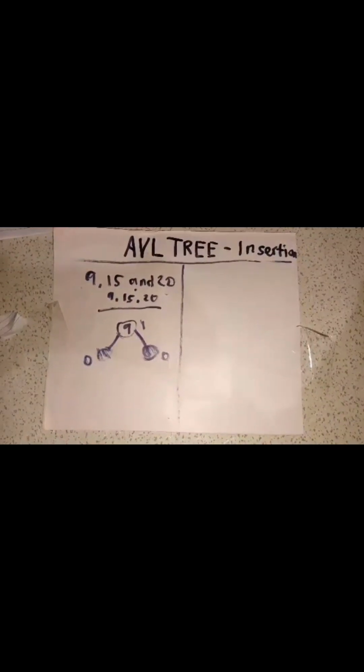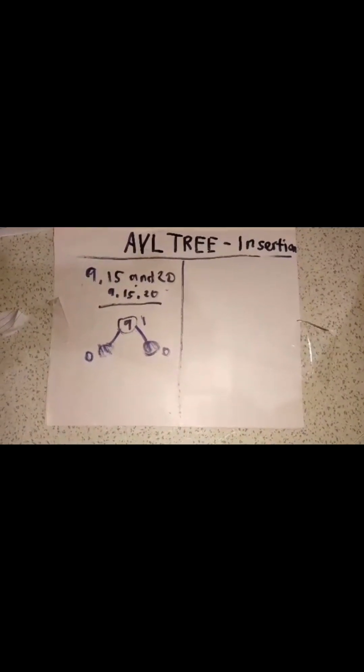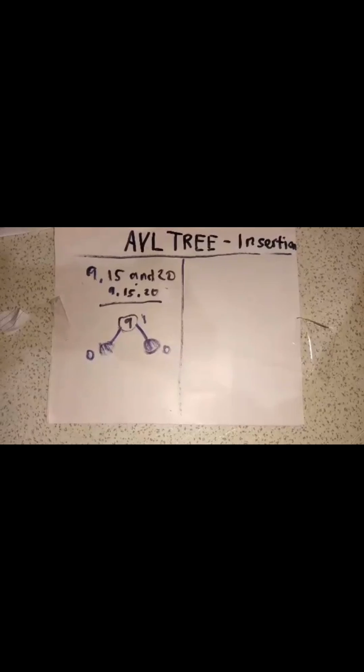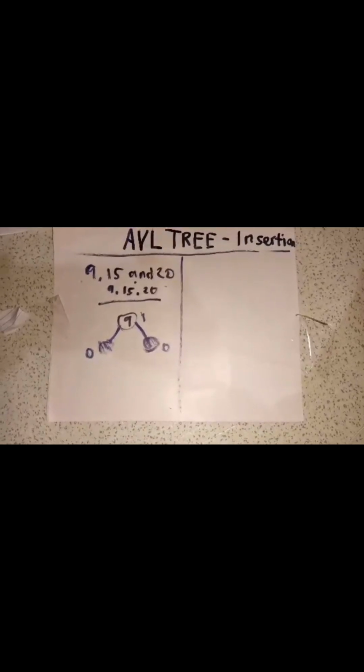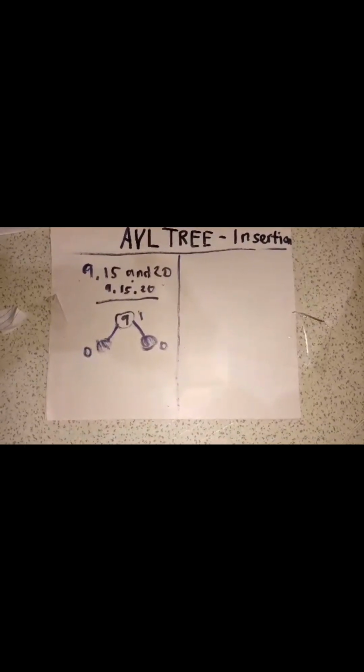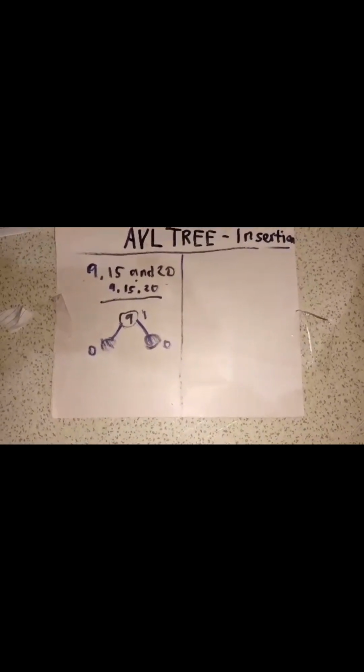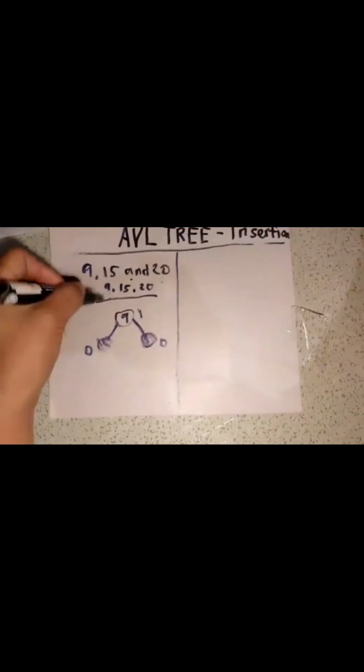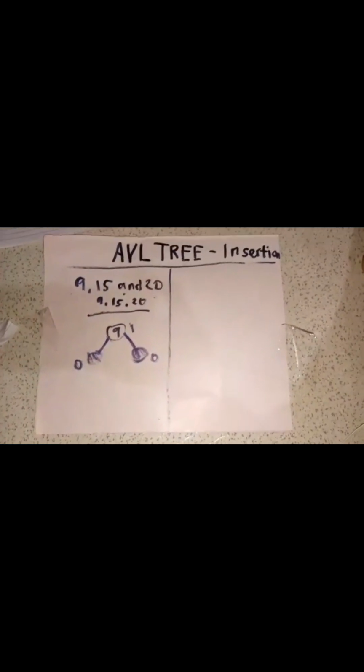let's look at what the height difference is. The external nodes are going to have a height of 0. 9 is going to have a height of 1 plus the max of the heights of its children, which is 0. So 1 plus 0 is 1. The height of 9 is 1. There's no imbalance at this stage. Let's go to the next element.